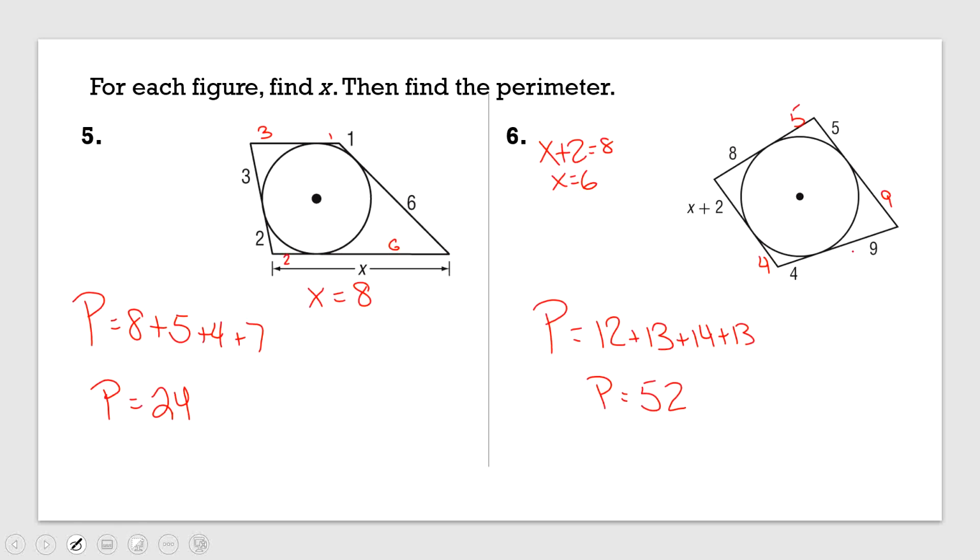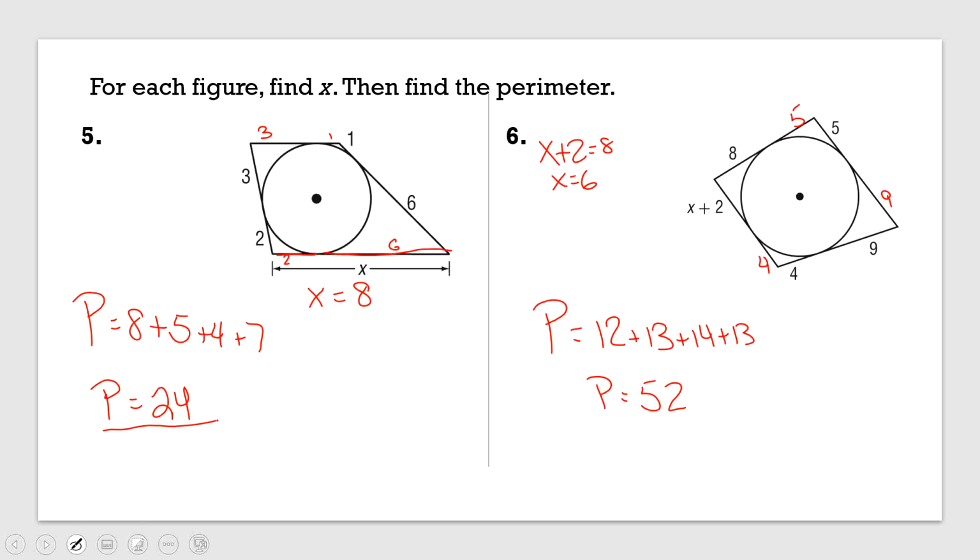Okay, so here are the answers. X ended up being 8 because the short side of my little side here was 2. The longer side was 6 because that's what it matched up to, so that made the whole side 8. Fill in our other two missing pieces that we knew. We add all our sides together. We get a side of 8, a side of 5, a side of 4, and a side of 7. Gives us a perimeter of 24.